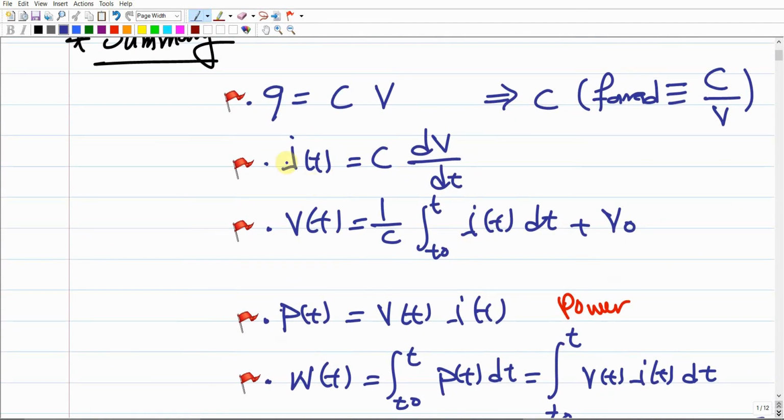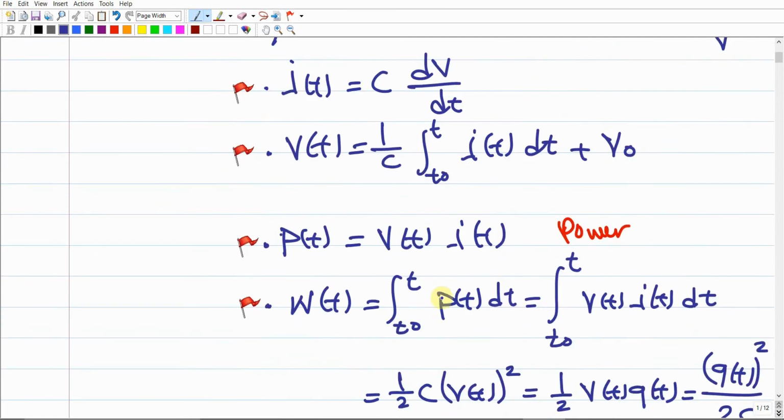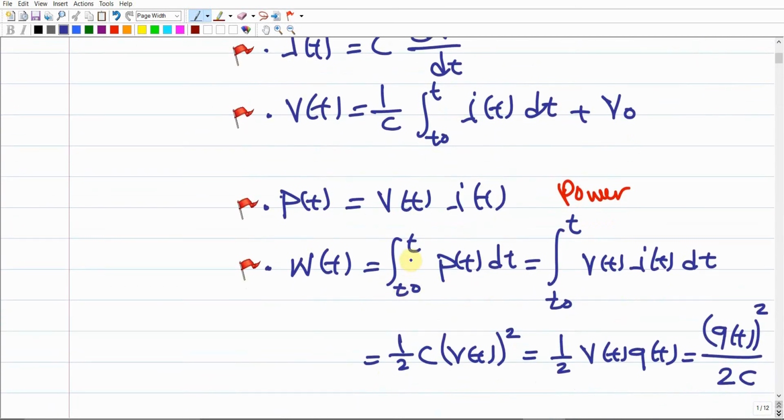Starting with the current, it is required to find the current. The current definitely should be C times dV by dt. He didn't ask anything regarding the charge, so I'm just interested in the current and the power. If we find the current, we simply multiply the current times the voltage to give us the power. And if we do the integration from t0 to t, which is 0 to 5 seconds, as mentioned down there, we can end up with the energy directly.